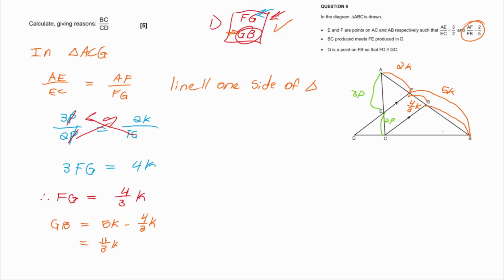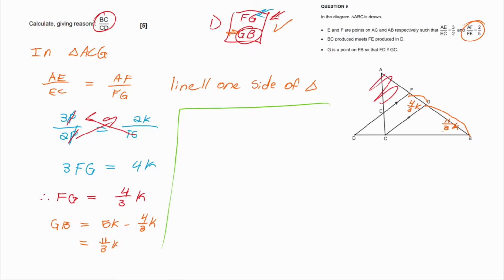Now I can just get into this ratio. So let me fill in this. This is 11 over 3K. Now, they're asking for BC over CD. So let's say what triangle I'm working in. I'm working within triangle BDF, the big triangle, BDF.